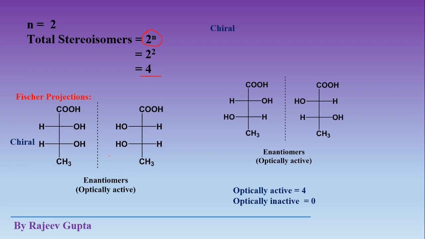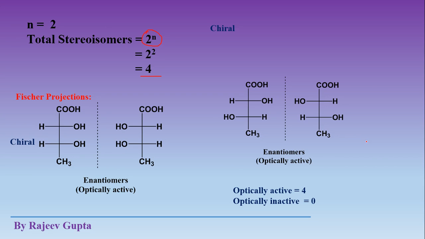Now the second type of arrangement could be this anti type. The earlier one is syn type, an example of erythro, and this is the example of threo, where the 2 OH groups are present in an anti manner. Again, in this molecule a plane of symmetry is not present, so it is chiral. Its mirror image isomer will be its enantiomer, and both are also optically active. So total optically active stereoisomers are 4, and optically inactive 0, because no meso compound is present in this type of molecule.